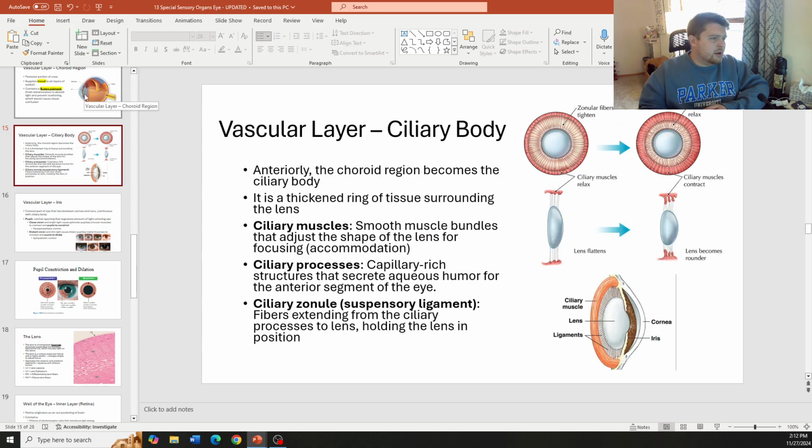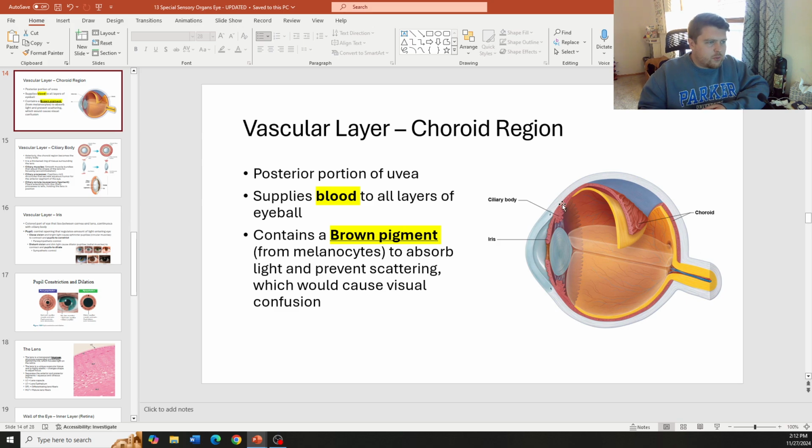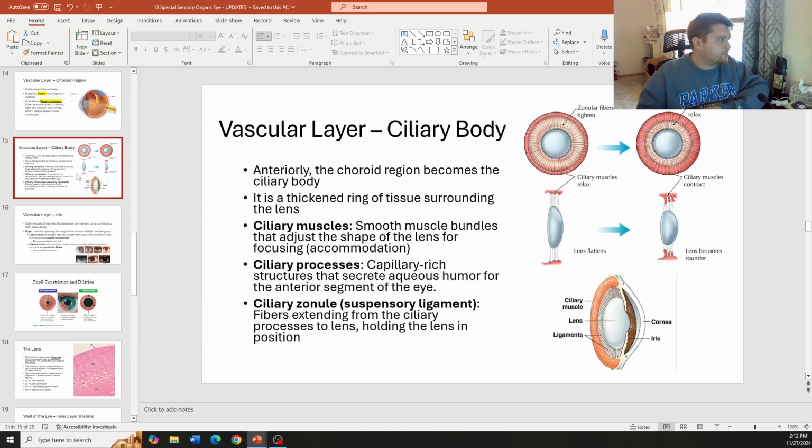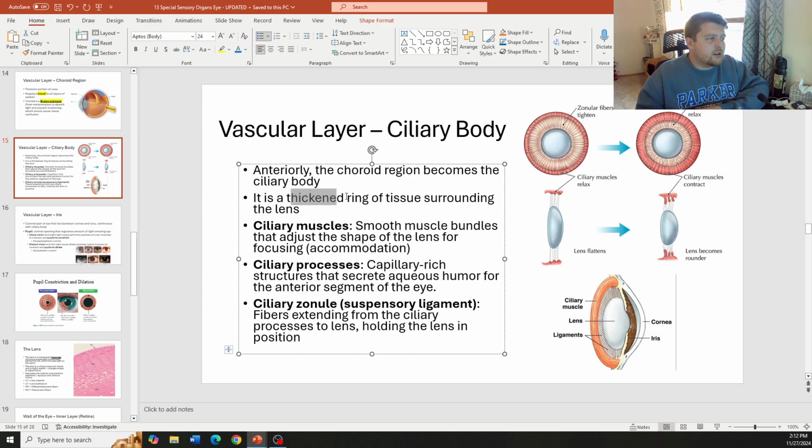The ciliary body, which is this muscular portion right here, actually connects to these ligaments. We call these the suspensory ligaments that hold the lens in place. It's a thickened ring of tissue that surrounds the lens.